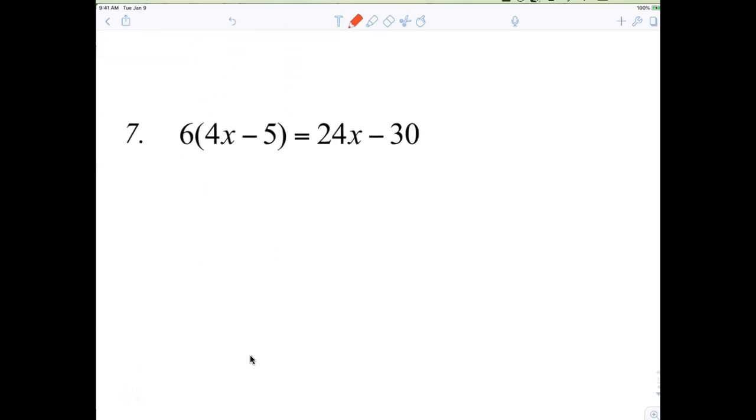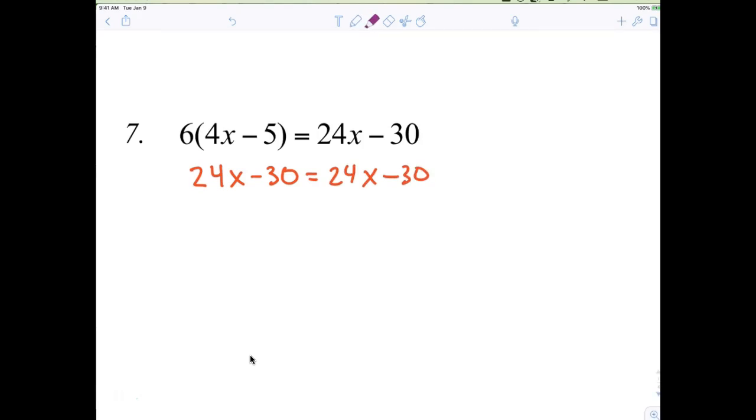All right. Let's go down here now. So I see a distributive property, correct? Ava, tell me how to distribute, which is 24x. Yes, ma'am. Good job.